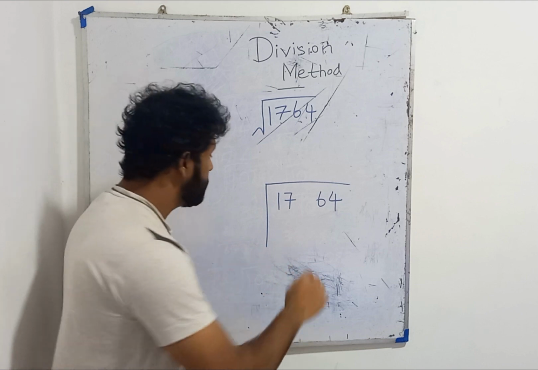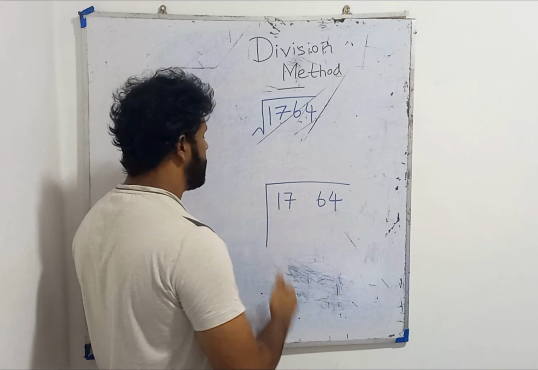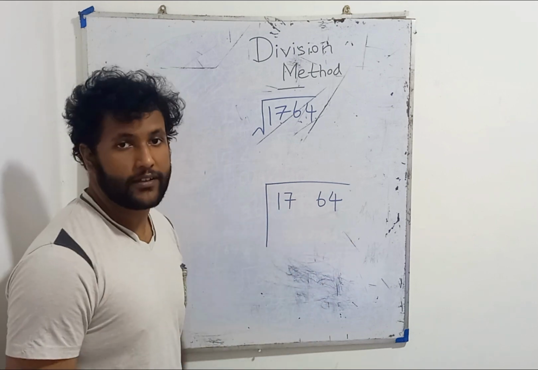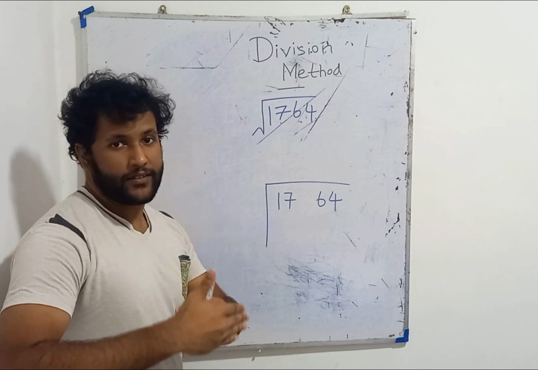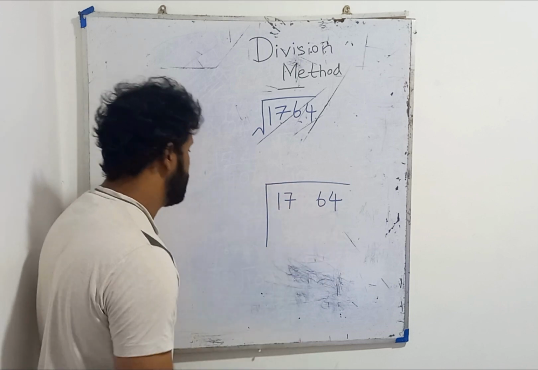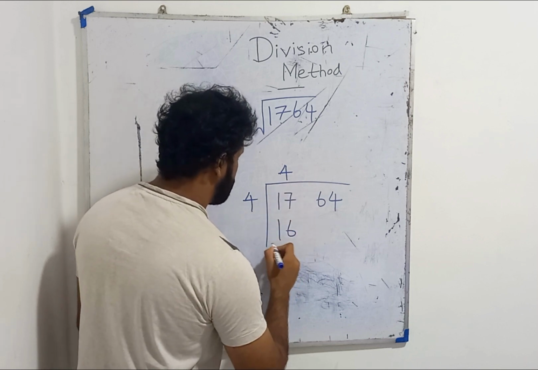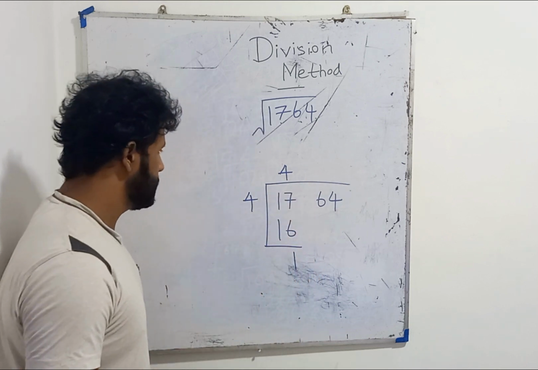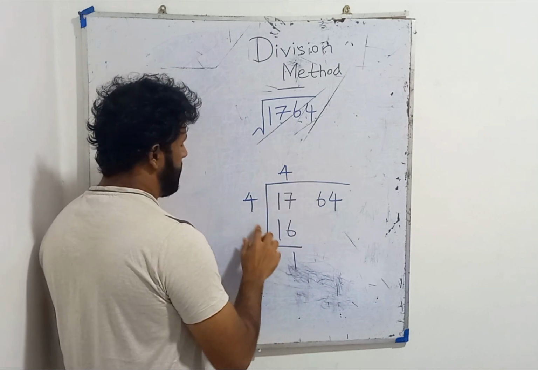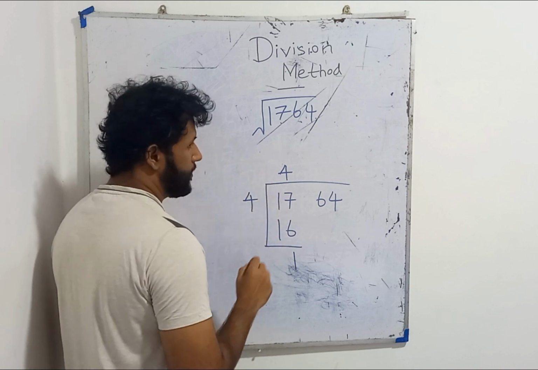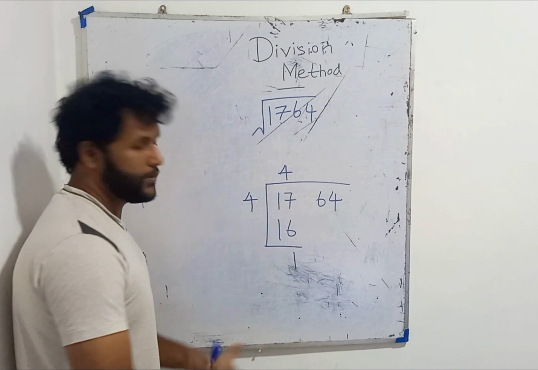I'm going to repeat that step. You need to look at the left side number, which is 17. The closest perfect square number is 16. Then 4 into 4, that's 16. 1 remaining. Always the numbers that come up to here and to this place should be equal. Now we're going to go to the next step.